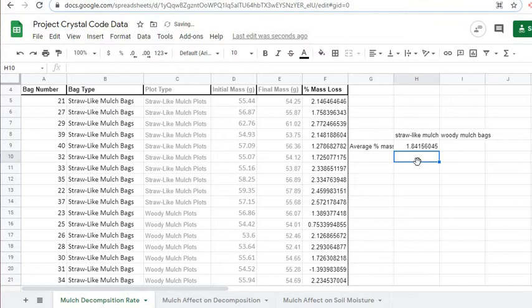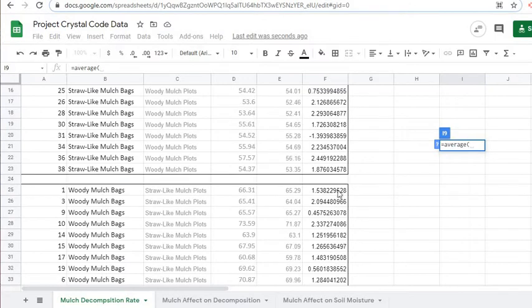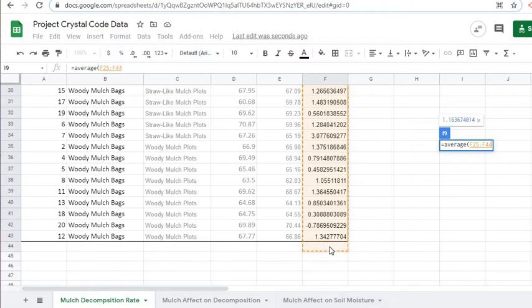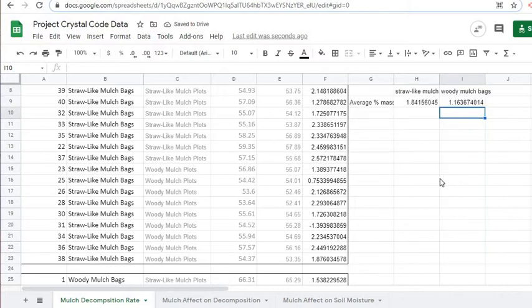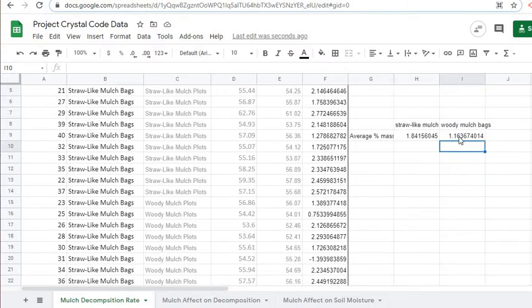So overall, or in general, the straw-like mulch bags lost 1.84% of their original mass. So let's do the same thing for the woody mulch bags. Equals average, parenthesis, and then I'm going to select the percent mass loss readings for all of the woody mulch bags down below here. All right. So that is the average for all of our woody mulch bag decomposition rates. They on average lost 1.16% of their original mass.